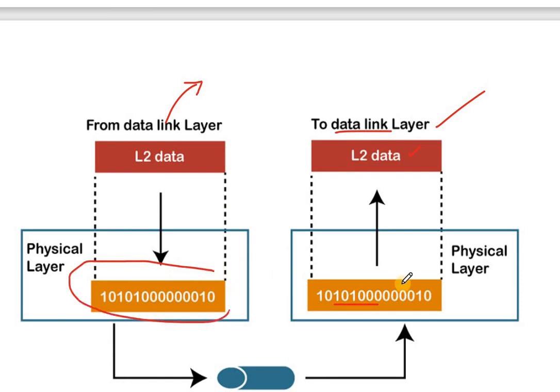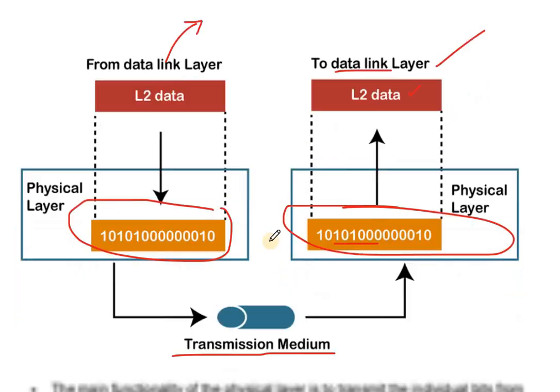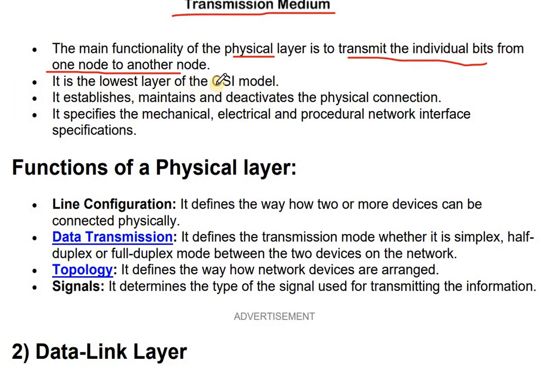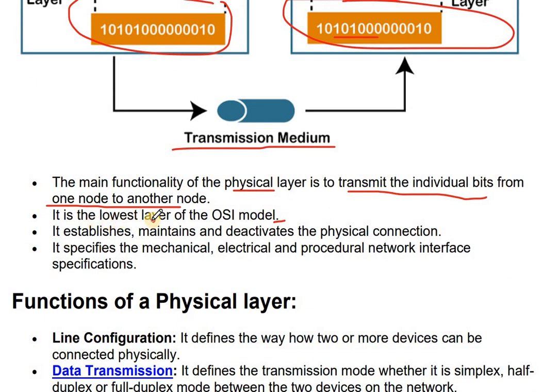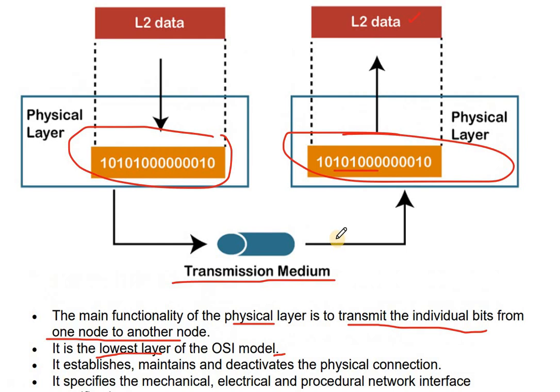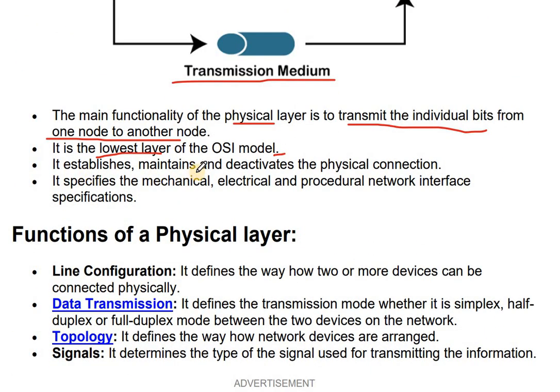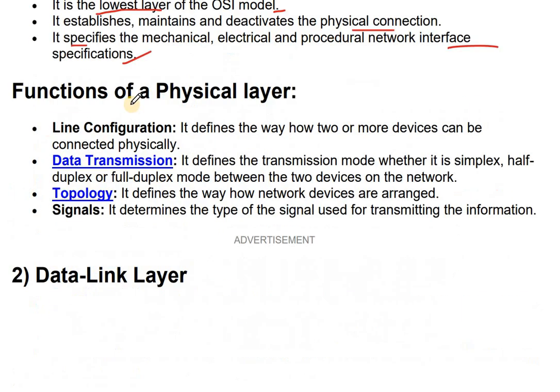These are the individual bits. As you can see, it is the lowest layer of the OSI model. It establishes, maintains and deactivates the physical connection. It specifies the mechanical, electrical and procedural network interface specifications.